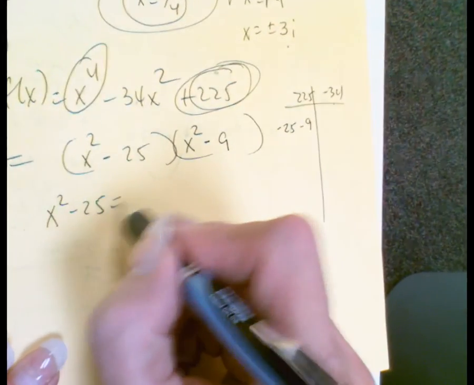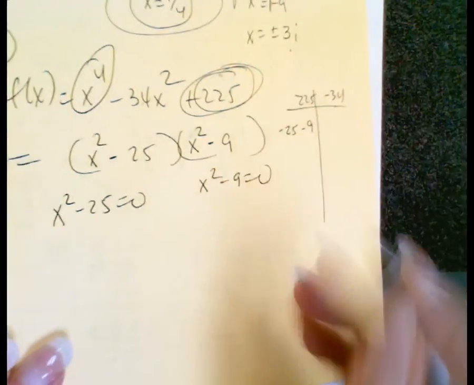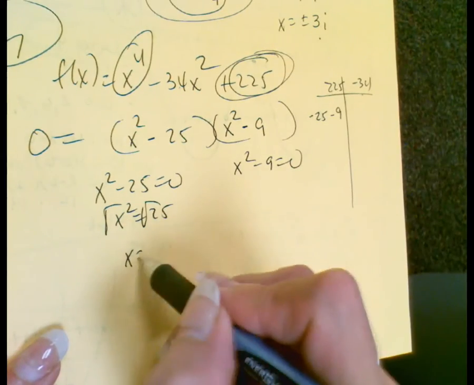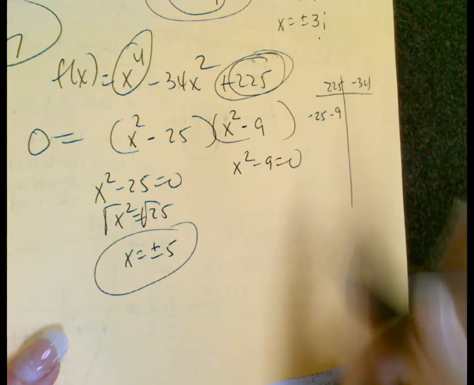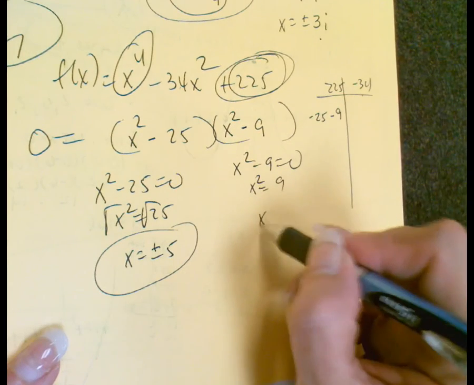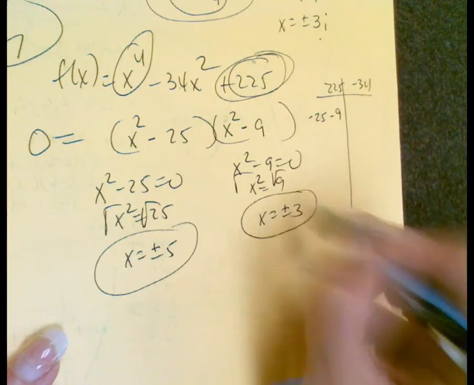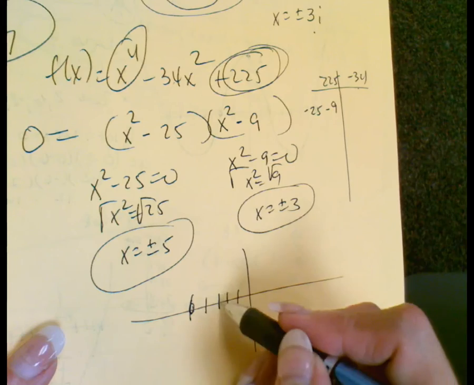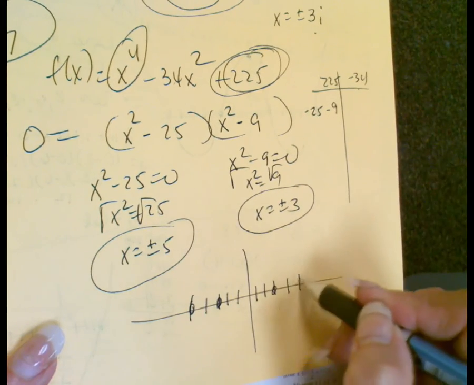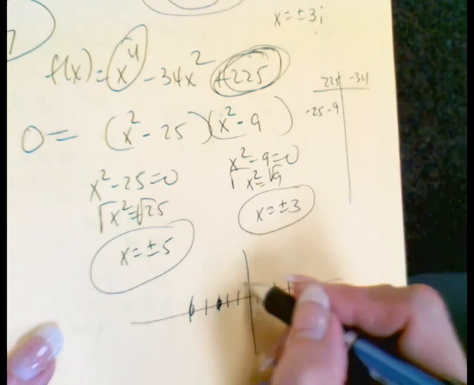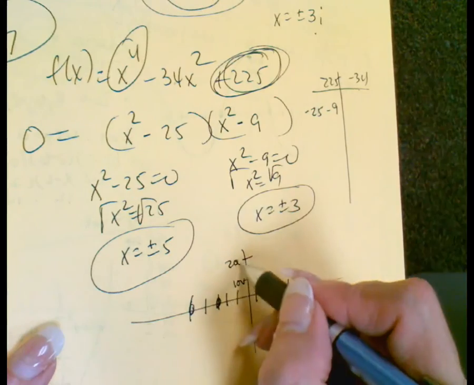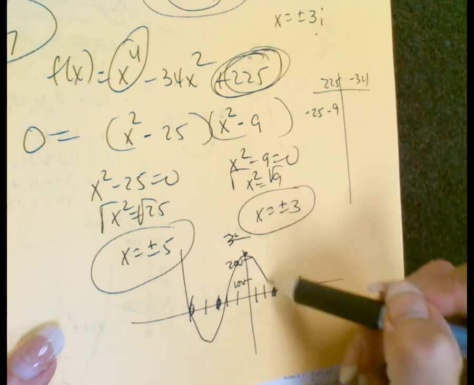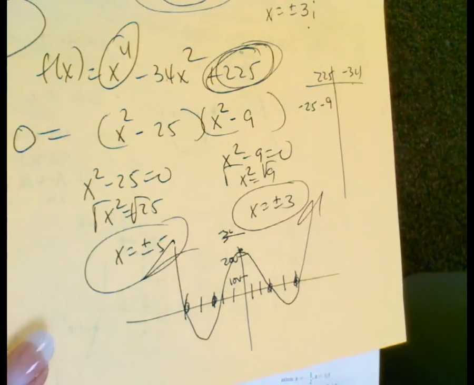Set each one equal to 0 and solve. So this one's x squared equals 25. And 2 of your answers are plus or minus 5. This one, you add 9, and x equals plus or minus 3. So your 4 zeros are negative 5, negative 3, 3, and 5. The y-intercept's 225, so I'll go by hundreds. So it's like right there, and your ends go like this. So something like that. And that'll be what your graph looks like. Done.